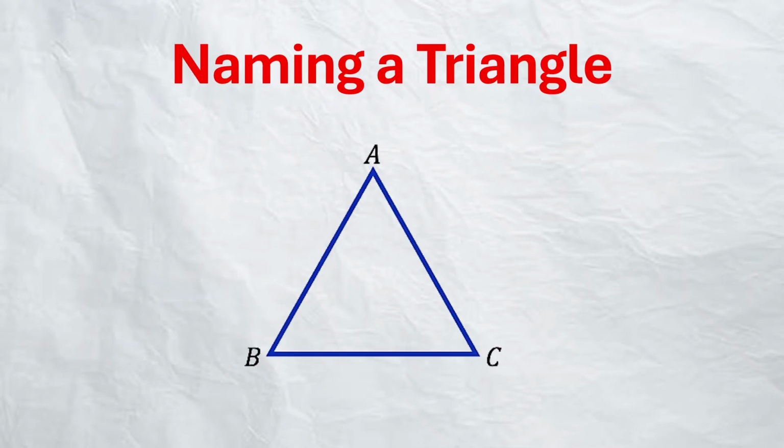Naming a triangle. A triangle can be named using its 3 vertices. Take note that a polygon consists of vertices, which is this one. So this is your vertex A, vertex B, and vertex C. So the name of this triangle is triangle ABC. So again, a triangle can be named using its 3 vertices.